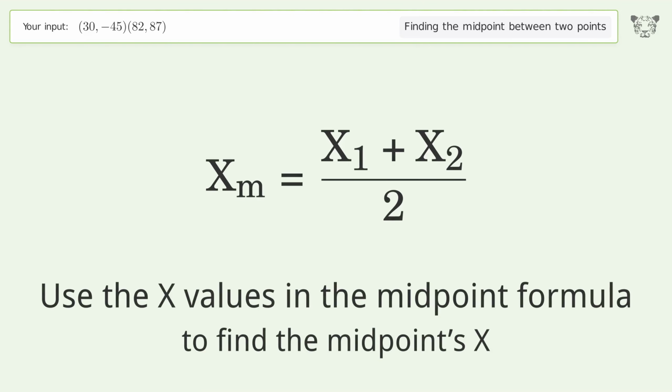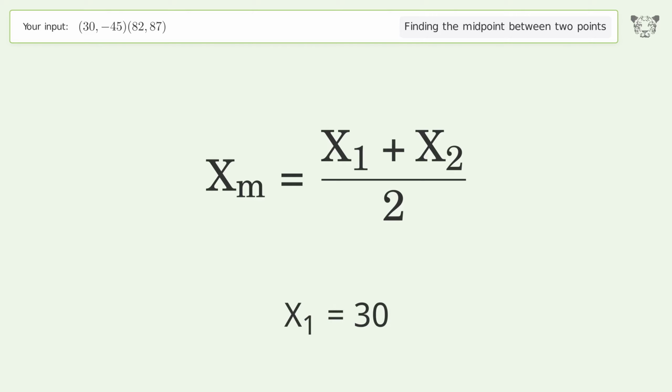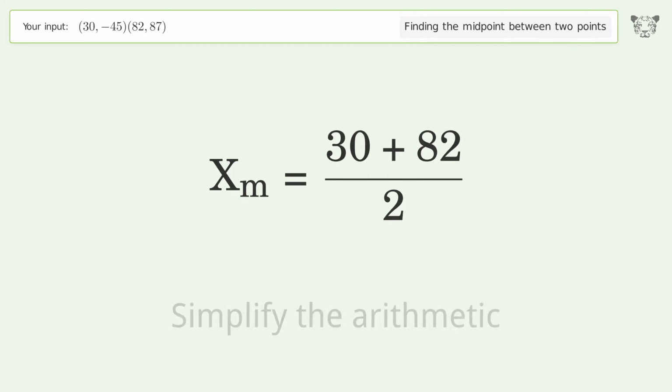Use the x values in the midpoint formula to find the midpoint's x. x1 equals 30. x2 equals 82. Simplify the arithmetic.